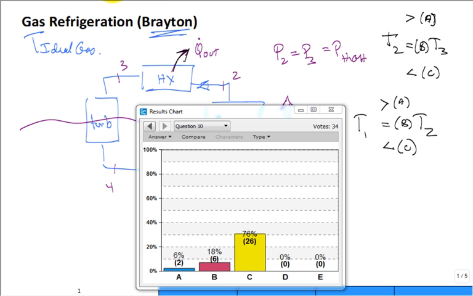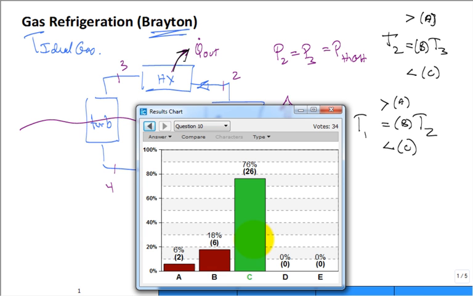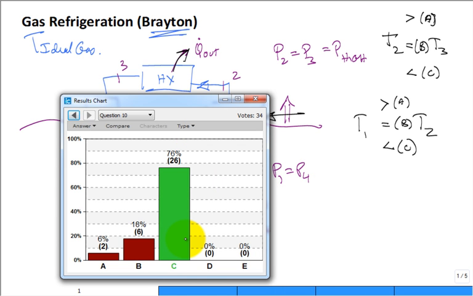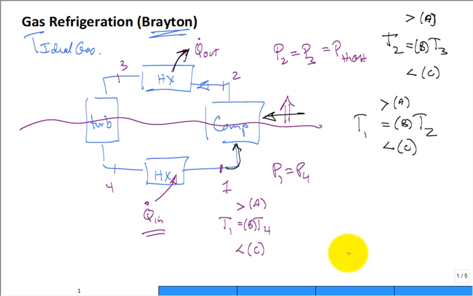So let's take a look. What happens to the temperature? T1 is low. You're putting a lot of work into the compressor. It boosts the temperature because it's putting work in to boost the pressure. So, why do I not get closer to 100% correctness? I don't know. All right. Well, let's do this.